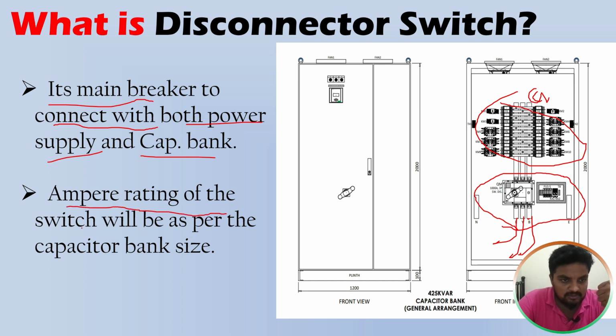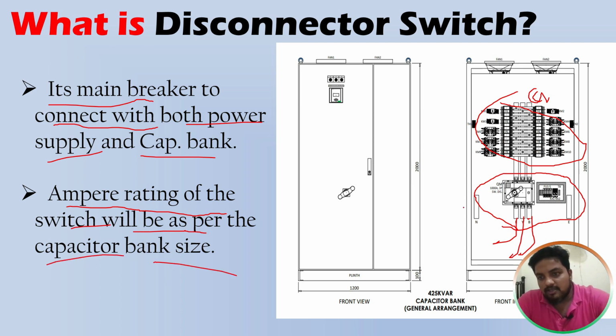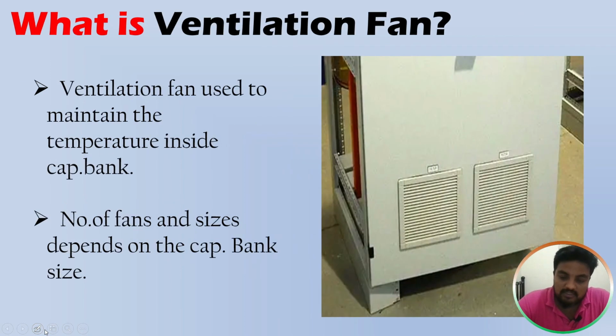The ampere rating of this switch will be as per the capacitor bank size. As you see here, we have used a 1000 ampere 3 pole switch disconnector for a 425 kVAr capacitor bank. In case it is 300, maybe this disconnector switch will be 800 ampere. And if you go less than that, the ampere rating of the disconnector switch will vary. In the next slide, we are going to see the ventilation fan.